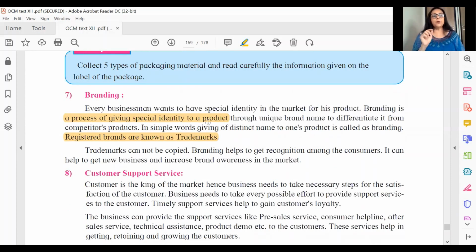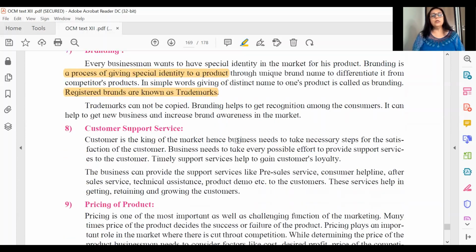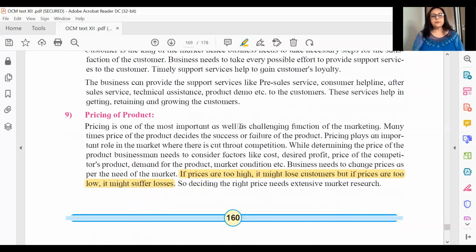Branding is a process of giving special identity. It is to distinguish your product. It is to differentiate. You see the word differentiate here? It's to differentiate it from other products. Also, registered brands, which no one else can use, are called trademarks.